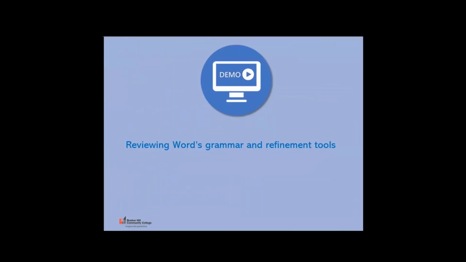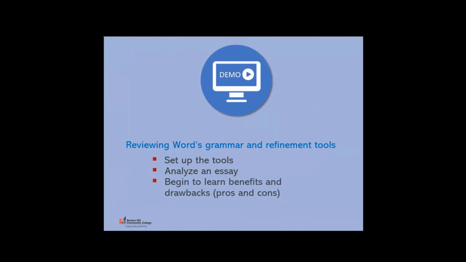So what we're going to look at? Well, we're going to review Word's grammar and refinement tools. I'm going to set up the tools for you. I'm going to analyze an essay. And as we go through the essay, we're going to begin to look at the benefits and drawbacks of these tools, what are the pros and cons. We'll look specifically at what you might want to accept from them and what you might not want to accept from them. And as you gain confidence with these tools, you're going to see that you'll begin to understand and internalize the rules.